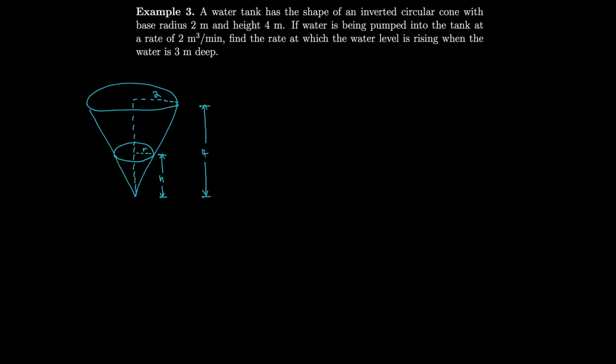So we are given that the change in volume with respect to time is 2 cubic meters per minute. That's the rate at which it's being pumped in. We want to know what the change in height is, dh/dt, when h is 3.